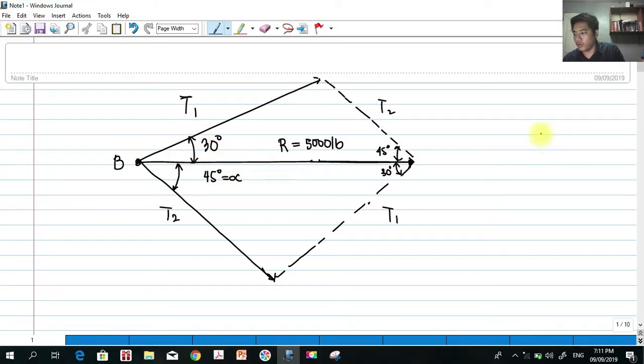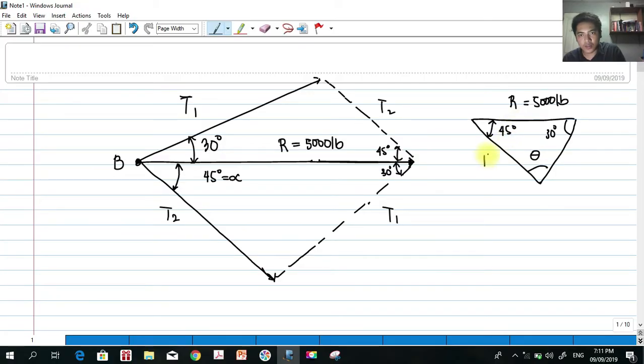So if we're going to draw, again, the lower triangle, we have here an angle of 30 degrees. This is our resultant, which is 5,000 pounds. And this is our alpha, this is 45 degrees. And we need to find this angle. This is T2. This is now our point B. This is our T2. And this is our T1. But it's also equivalent to this because I moved this vector to this side. So this is still T1.